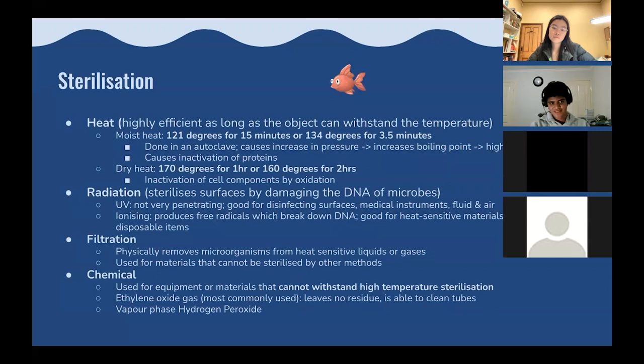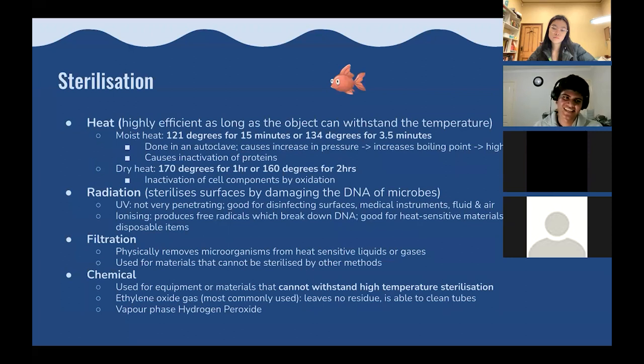So moist heat is done in an autoclave. Basically it's like warm water that's boiled, so it's like steaming the objects, okay? It causes inactivation of the proteins and kills everything that could be there because it's so hot that nothing can survive, okay? Dry heat is the same kind of process, but instead of inactivating the proteins, it's going to kill off the cellular components by oxidation because it's too hot. You don't really need to know too much about how they work, I think.